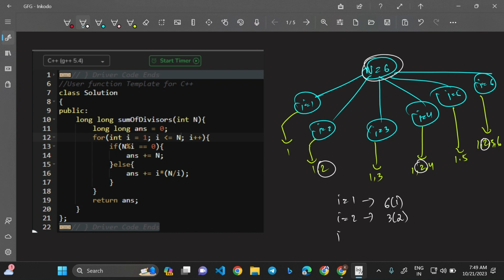And I equal to 3. I equal to 3 also successfully divides 6. So that is the reason we have 1, 3, 2, 3. And 2 times 3, this is also 6. This is also 6.